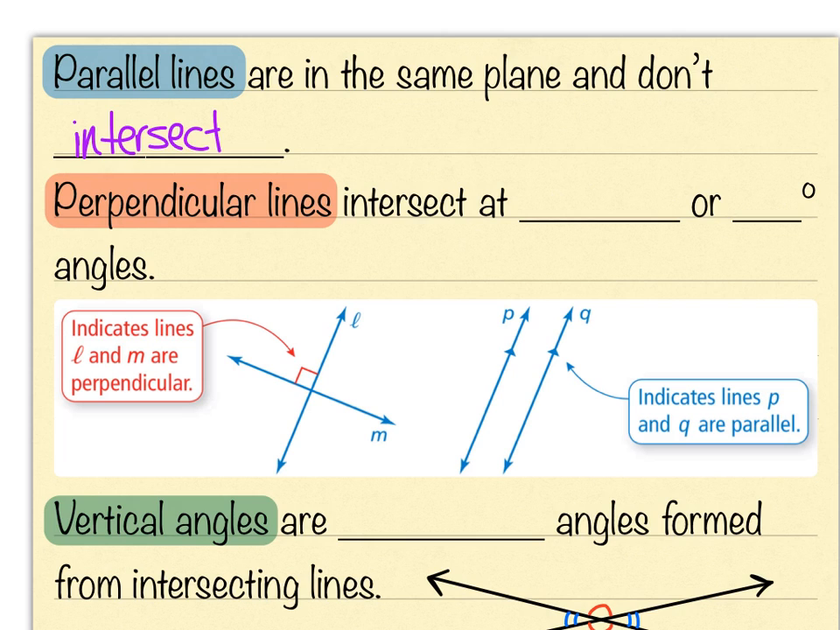And then when we have parallel lines, you'll see down here, we use little arrows like these to show that two lines are parallel.